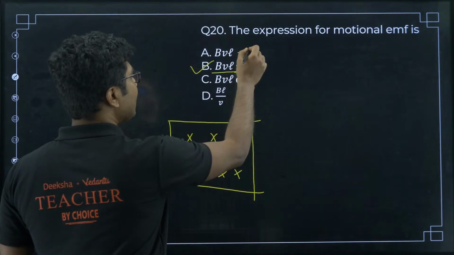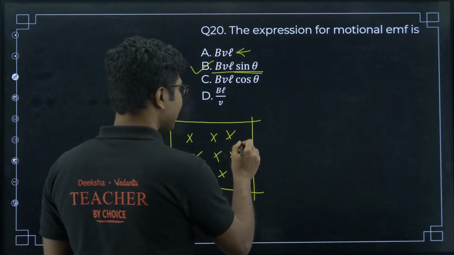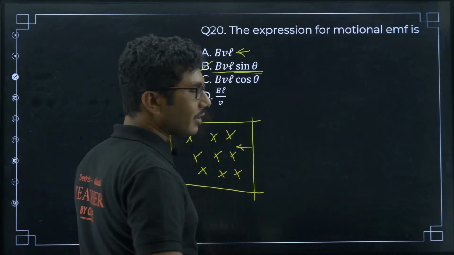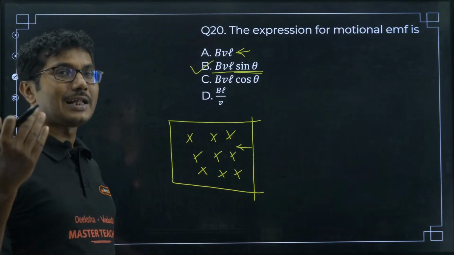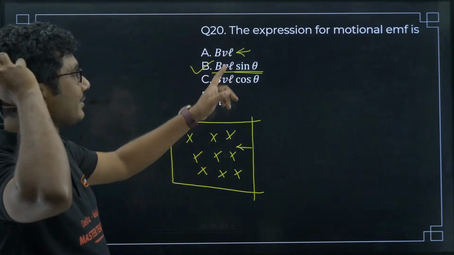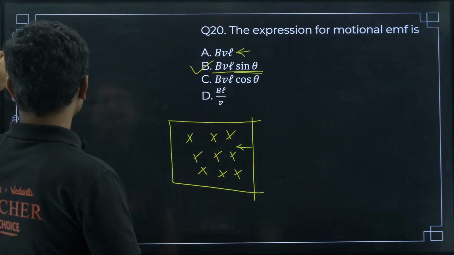BVL is a special case where theta is 90 degrees. Motion is in this direction, and the magnetic field is into the paper, so they are perpendicular. That means sin theta is 90 degrees. This is a special case when they are perpendicular. Otherwise, BVL sin theta is the general expression.